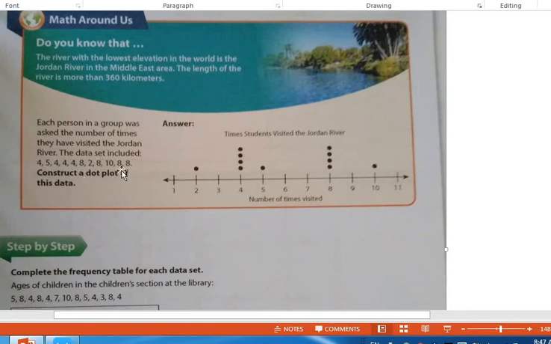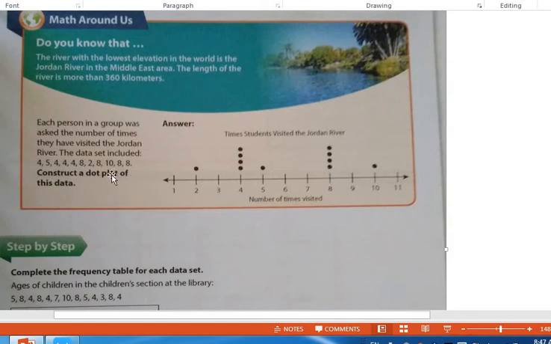Then 5, yes, I do have 5. If I open my eyes, I'll see the 5, 1 dot. It appears 1 time. 6 I don't have, 7 I don't have, and 8 I have. Let's count together: 1, 2, 3 and 4. So I have 4 dots of 8.